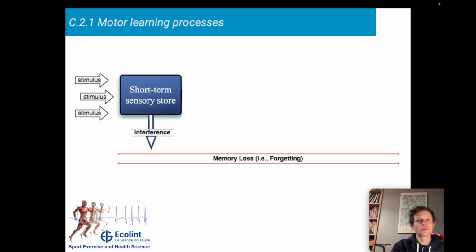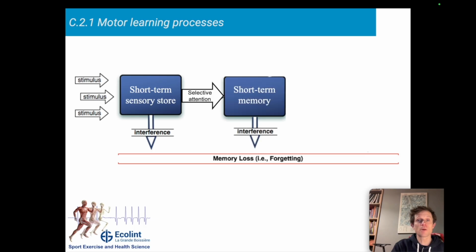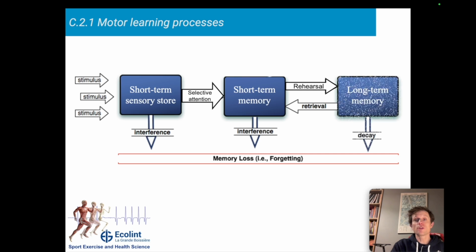In the multi-store model, we can see here the linear arrangement of the different memory stores. We can see information being taken from the environment around us or from within our body into the short-term sensory store. That then has to pass through a selective attention filter in order to be taken up into the short-term memory. In order for information to be taken from the short-term memory and stored in the long-term memory, we need rehearsal. We then have the long-term memory from which we can retrieve information back into the short-term memory in order to make decisions.